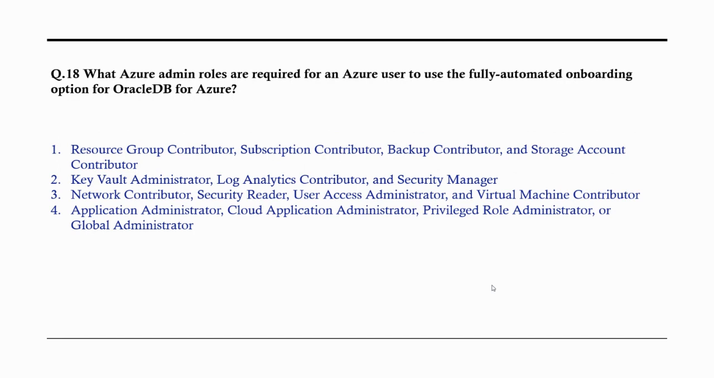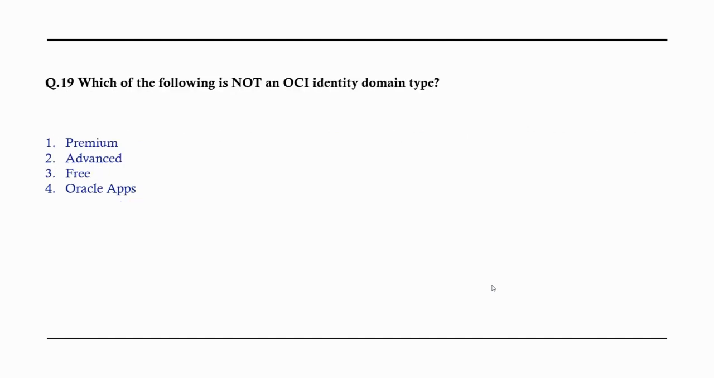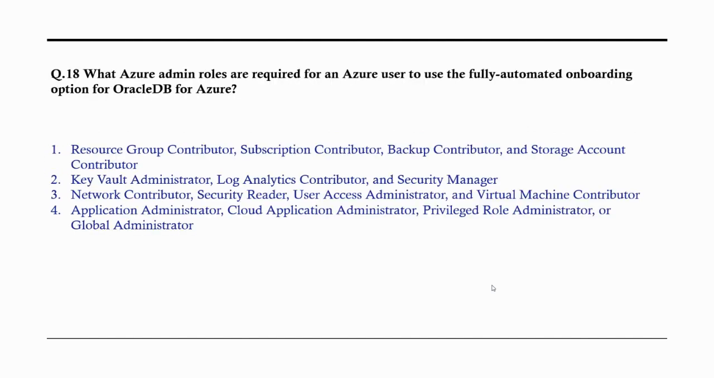Question 18. What are the Azure admin roles required for an Azure user to use the fully automated onboarding option for Oracle DB for Azure? So you need to now identify the Azure admin roles here. The correct answer here is: network contributor, security reader, user access administrator, and virtual machine contributor.